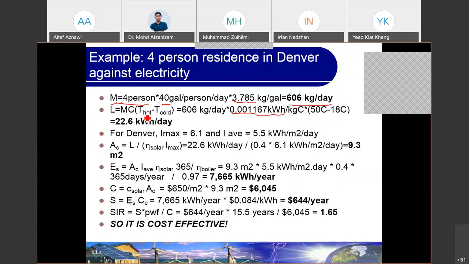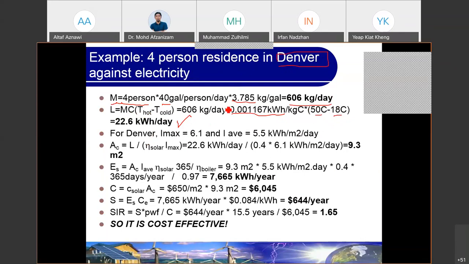Okay, and for M, C, straightforward from the specific heat of the water, T hot and T cold, we just go straight away. 50 degrees Celsius minus 18 degrees Celsius, and we manage to get this load of 22.6 kilowatt hours per day. They say the location of that particular person is in Denver.